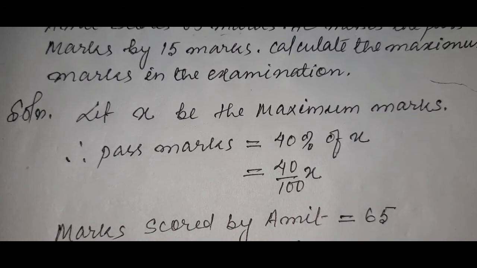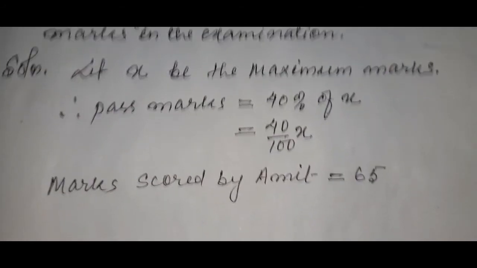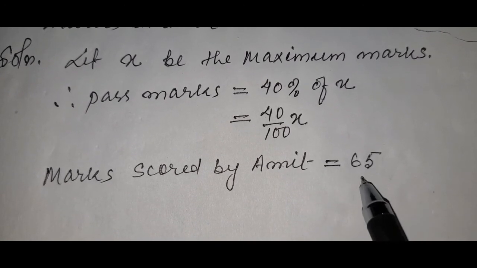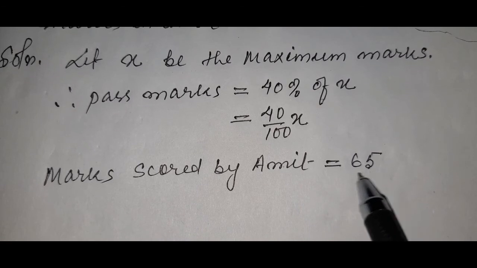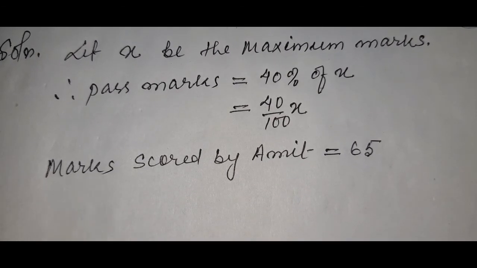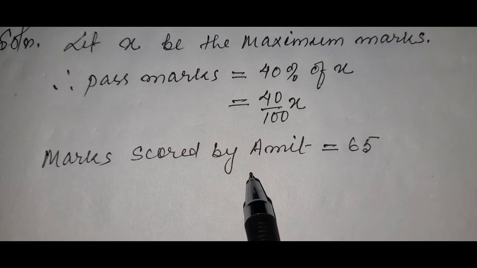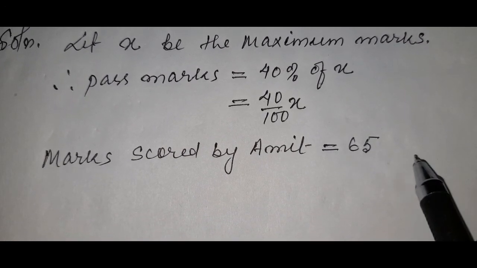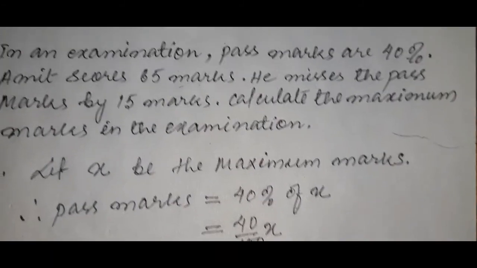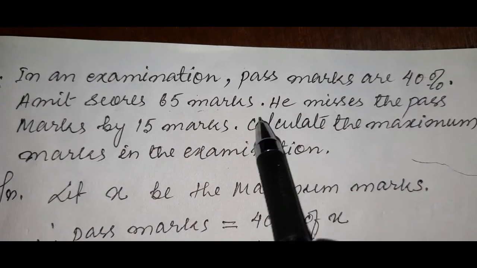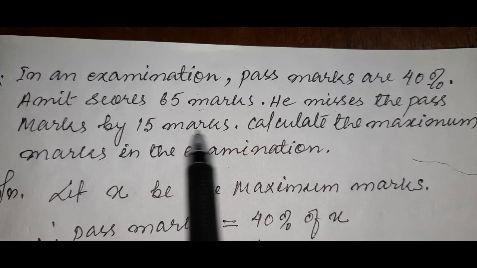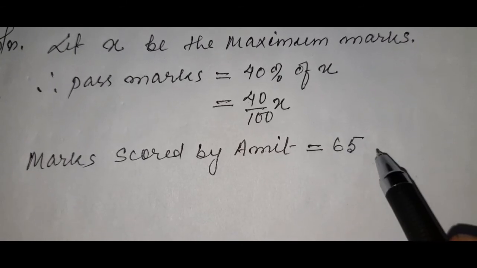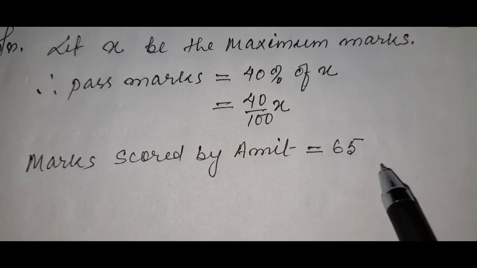Now the question says Amit misses the pass mark by 15 marks. Okay, so this 65 is less than pass mark. So in order to score pass mark, Amit has to score 15 more marks. Okay, 15 more marks. So that is what the question says here. He misses the pass marks by 15 marks. So if Amit had scored 15 more marks, then he would have scored the pass mark.